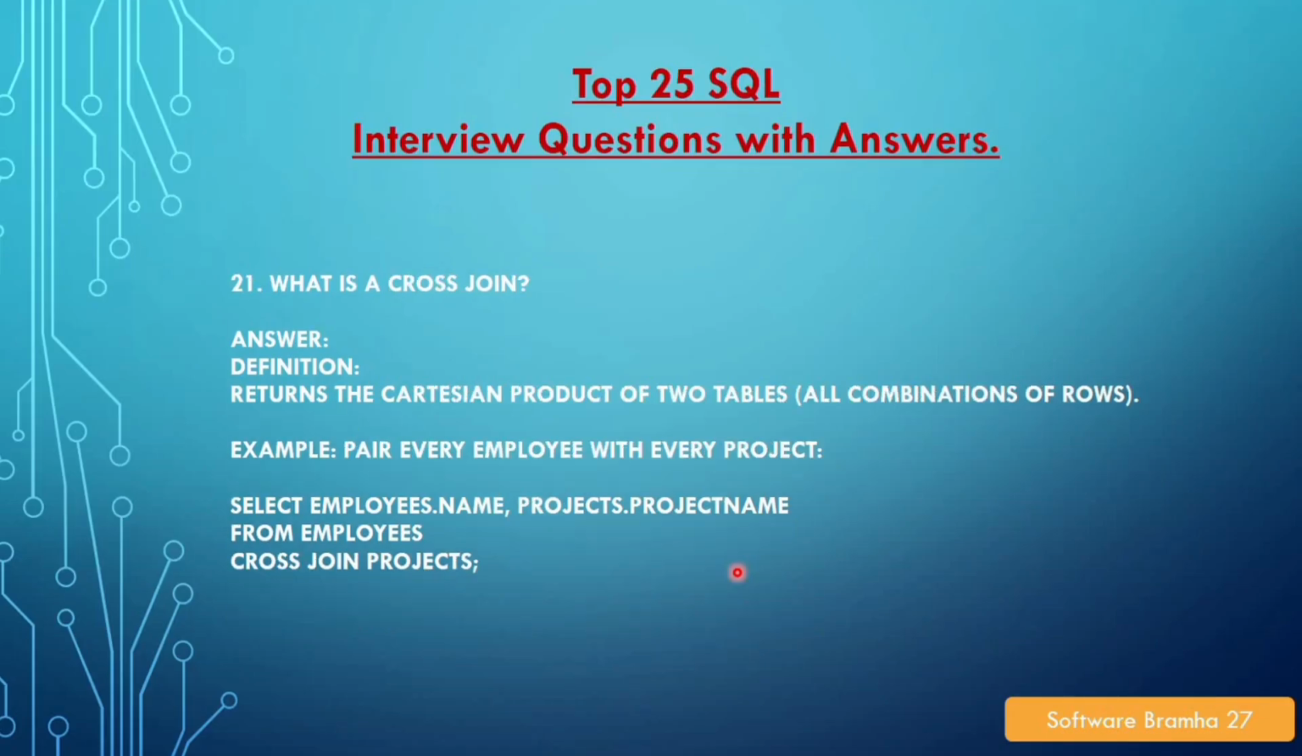Next question. What is a cross join? Returns the Cartesian product of all tables, all combination of rows. Example, pair every employee with every project. So by using cross join, we will pair every employee with every project. Select employees.name, projects.project_name from employees cross join projects. Here the employees and projects tables are joined by using cross join. So we will get every employee paired with every project.